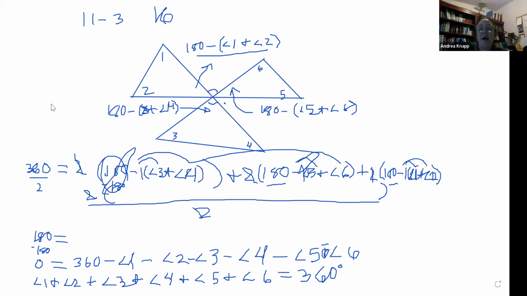So just to recap quickly, we first of all labeled each angle as 180 minus the other two. And we had to notice that the one across from it was the same in each case for the vertical angles. Adding all those up was around a point, so it equaled 360. I think that's kind of the way I looked at it, they were all connected at one point.